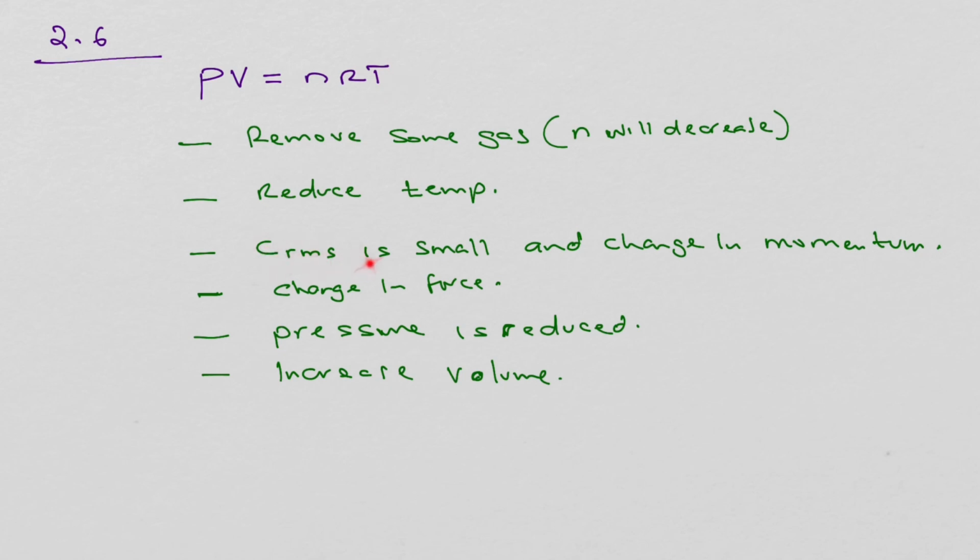The root mean square speed is smaller, so the change in momentum and the force are smaller. Pressure is also reduced by an increase in volume. So if you increase volume, pressure will decrease, because pressure and volume are inversely proportional.